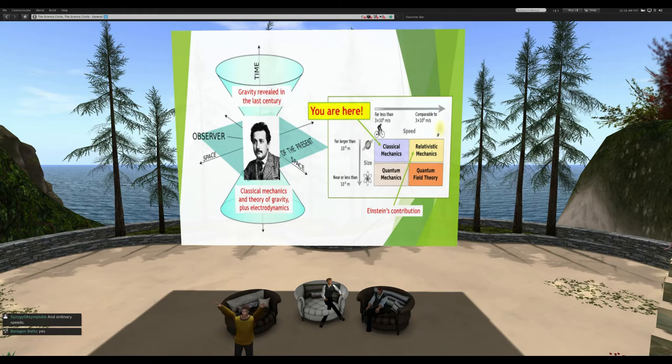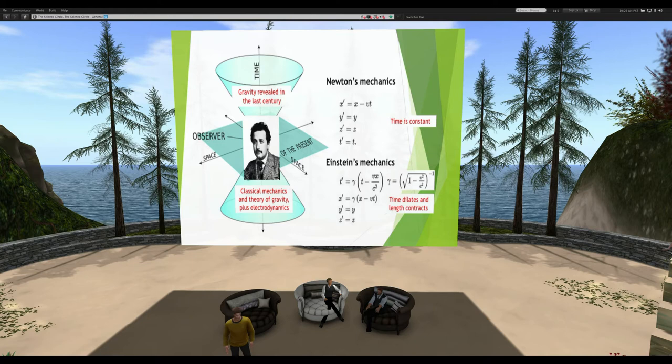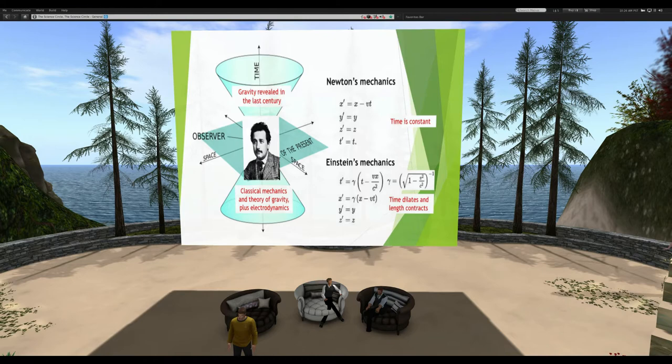Okay, so now you've basically got Newtonian classical mechanics plus electrodynamics. So it's like, okay, how do you reconcile Newton's theory of gravity and electrodynamics, field theory, at the same time? And so Einstein attempted to do this.